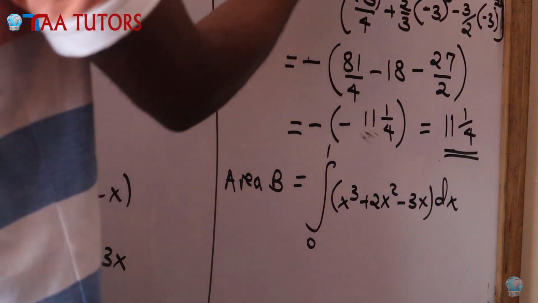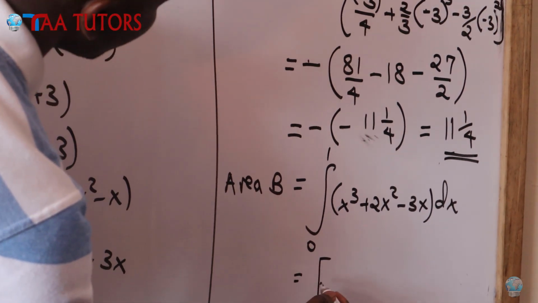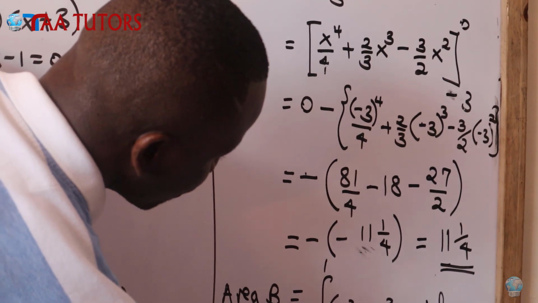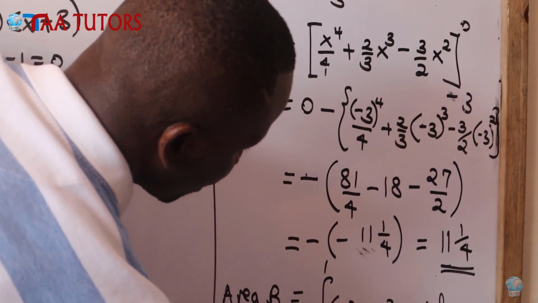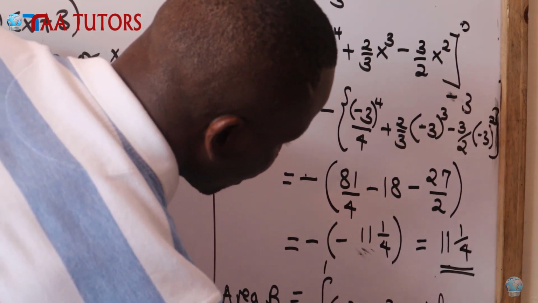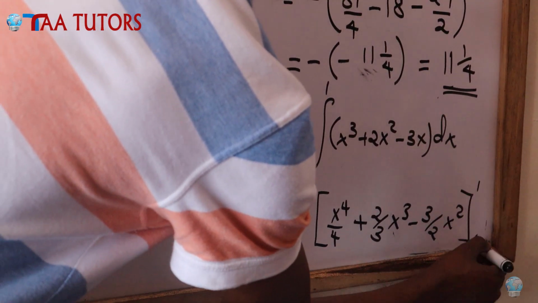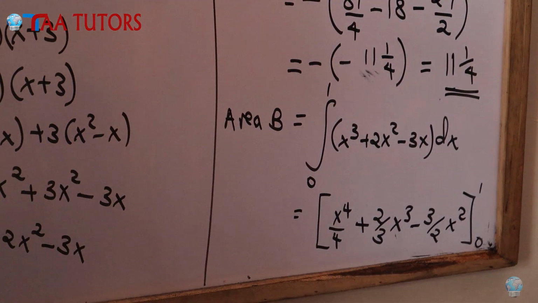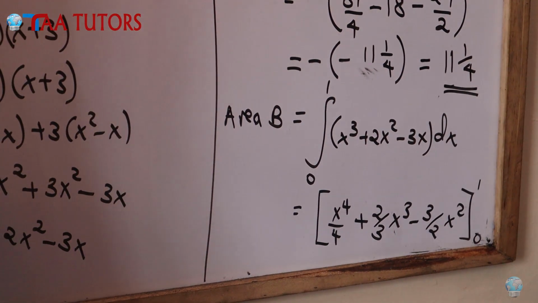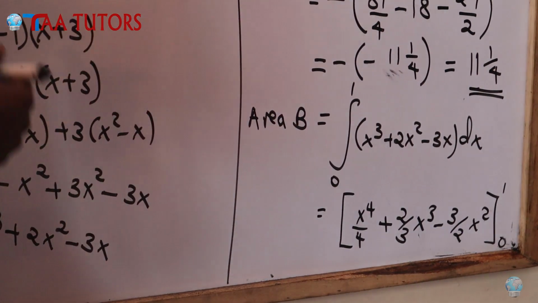So we know that if we integrate this, we get this. So we'll get finally here, that is x power 4 over 4 plus 2 over 3 x cubed minus 3 over 2 x squared, 1, 0. So viewers, you see we have gone up to that part. So the next thing that remains, let me get some space here. The next thing that remains here, if we carry that one up here, is to substitute.